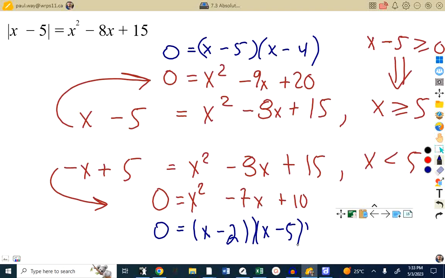In agreement? What are my solutions? My solutions will be x equals 4 and 5, and down here x equals 2 or 5.